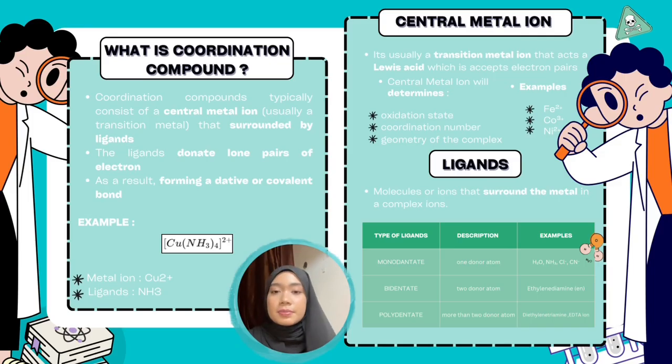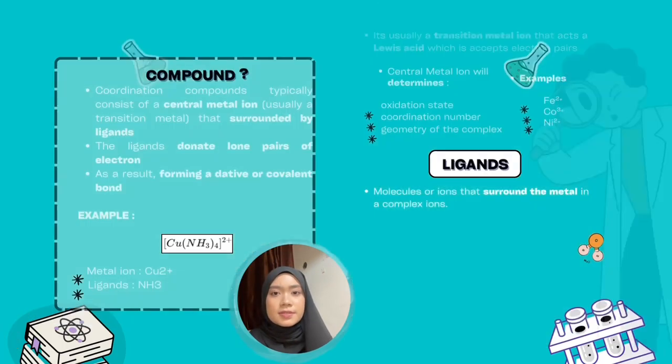Next, bidentate ligands donate two donor atoms. A common example is ethylenediamine. And lastly, polydentate ligands donate more than two donor atoms. Examples include EDTA, which can form very stable complexes.